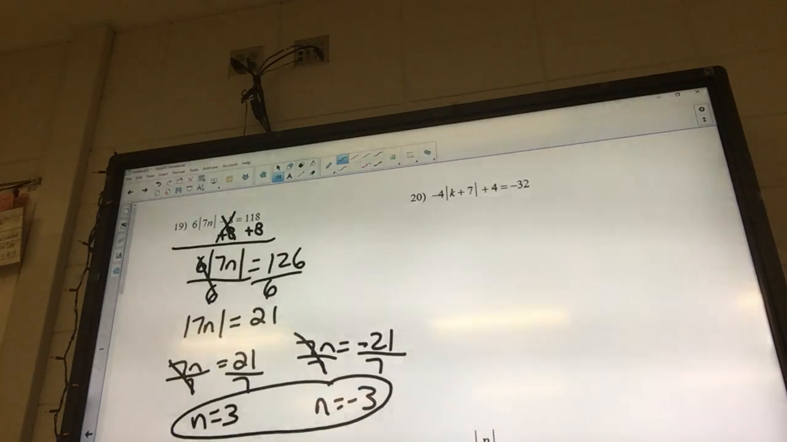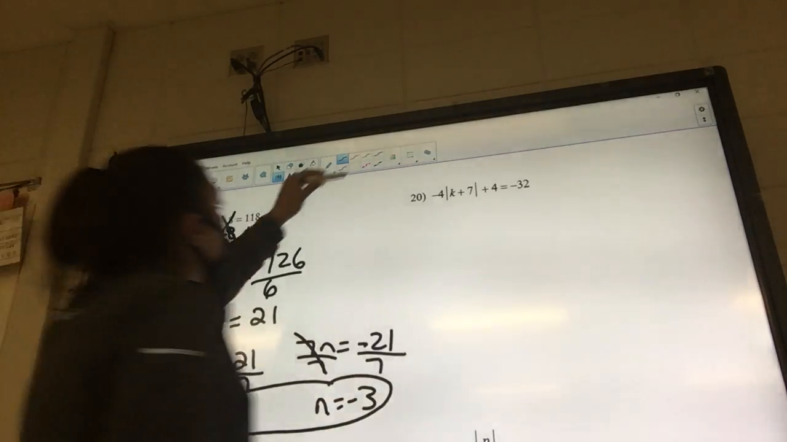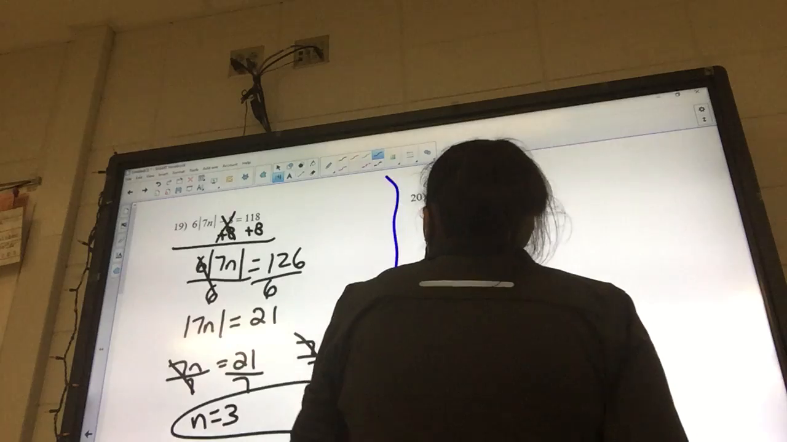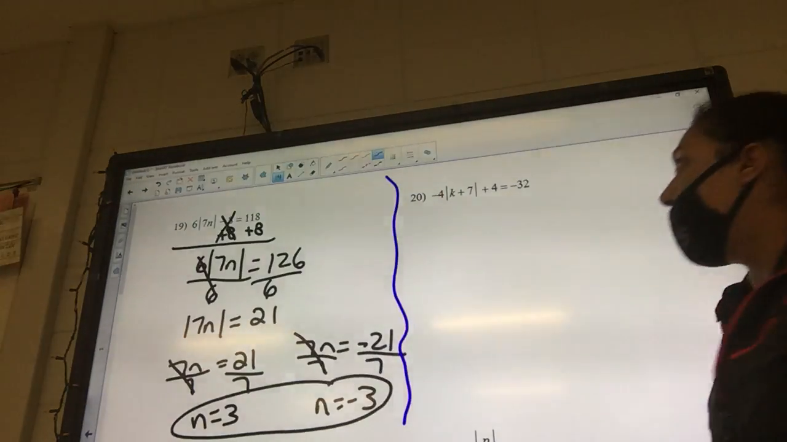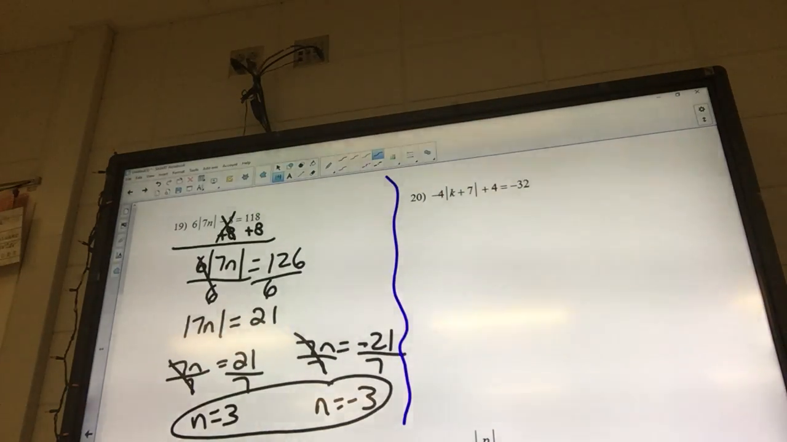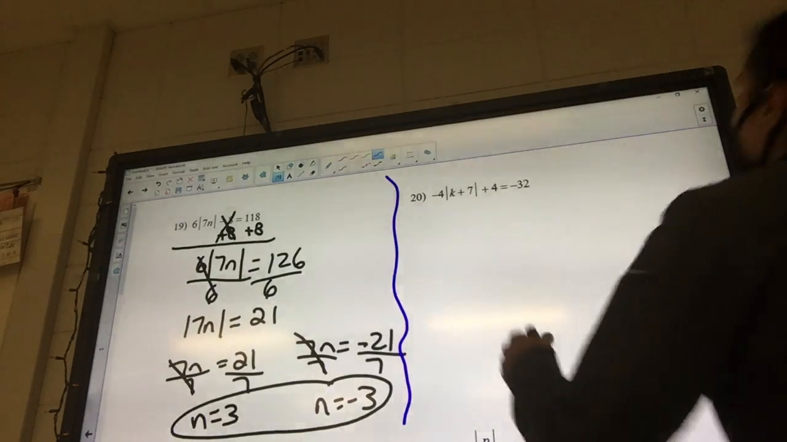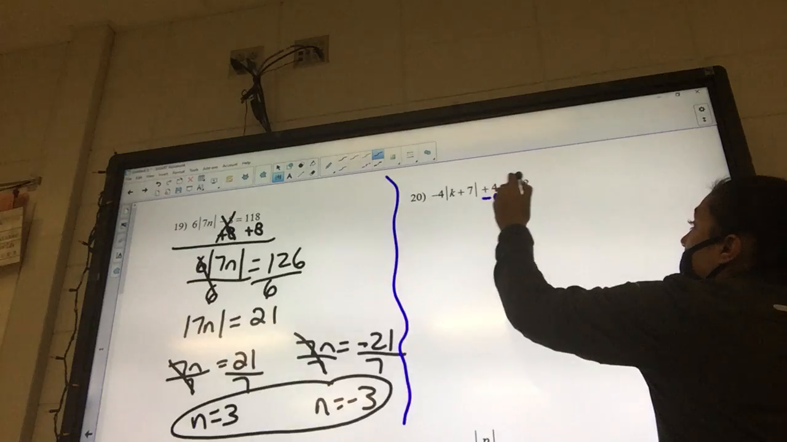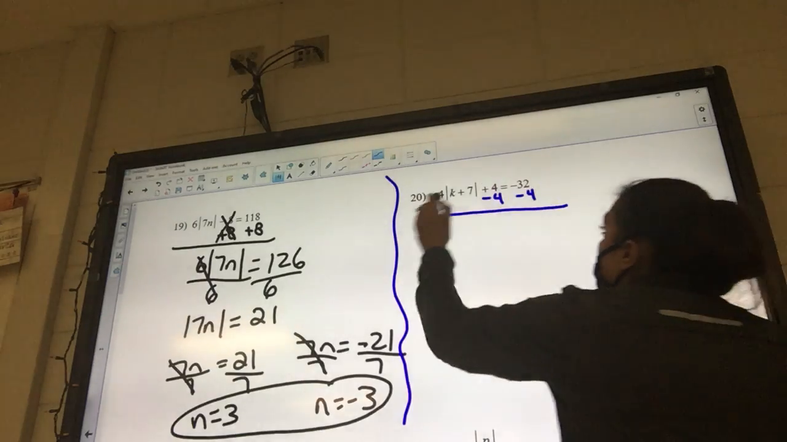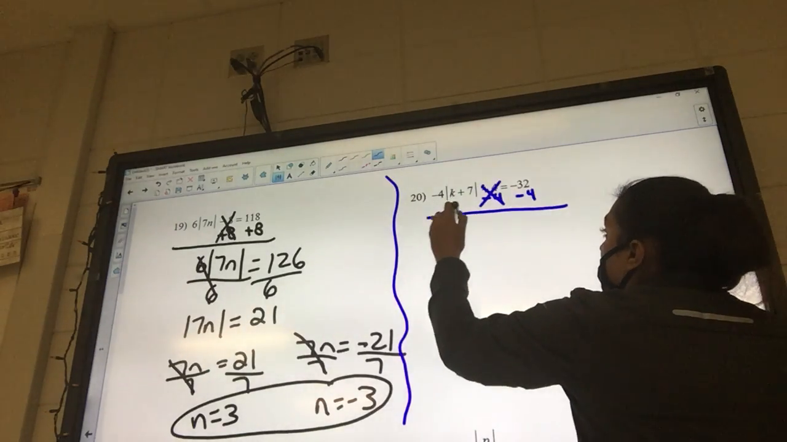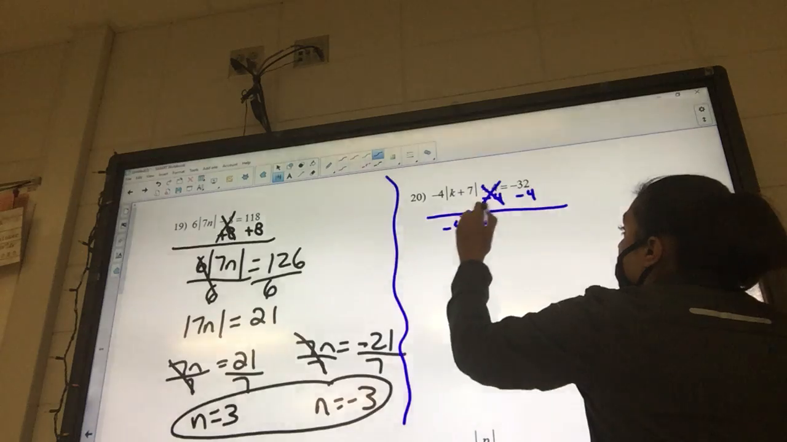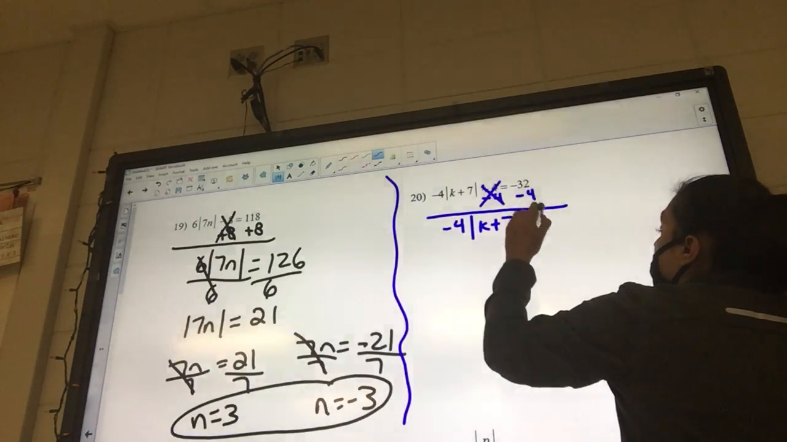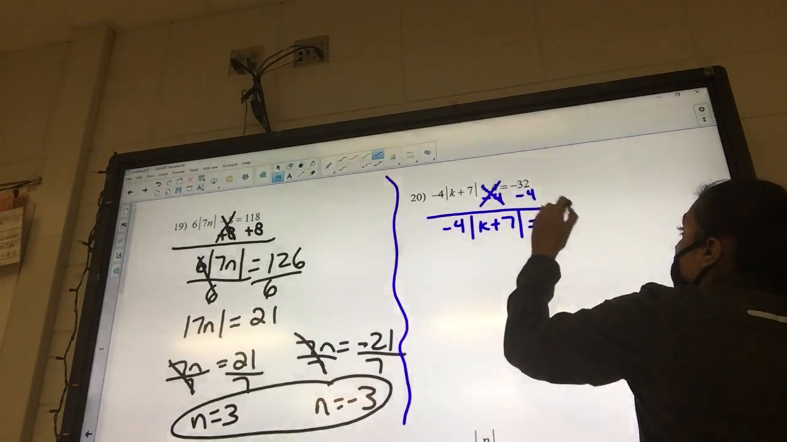Okay, let's look at 20. Okay, we need to add or subtract first. So what am I going to add or subtract? The +4. Okay, so I gotta say -4, minus 4. So negative 4, k plus 7, equals negative 36.